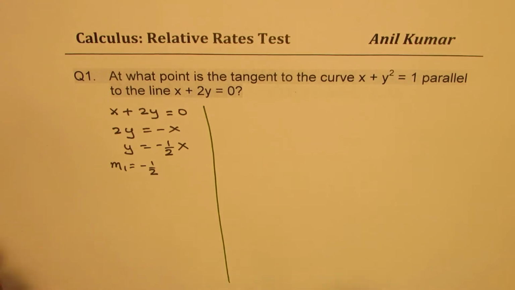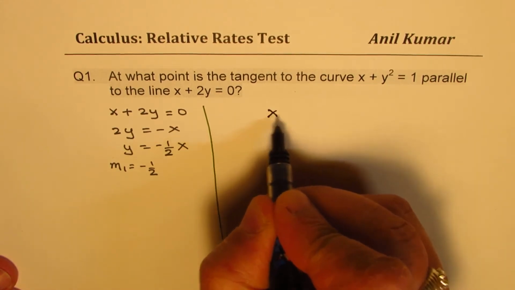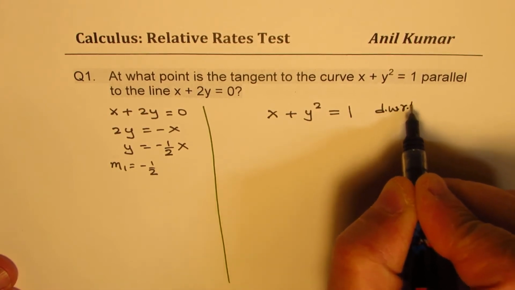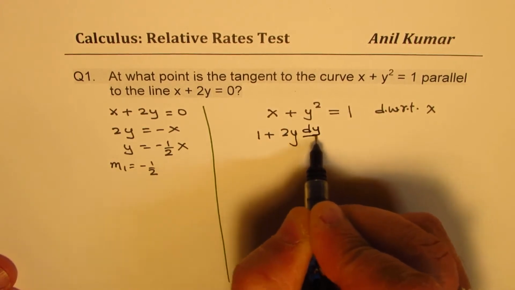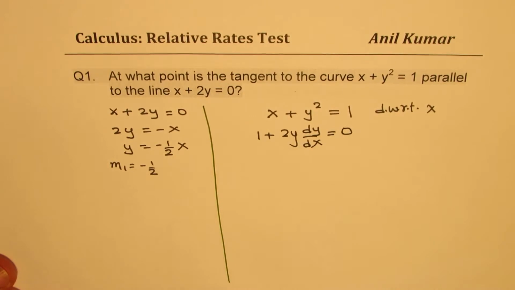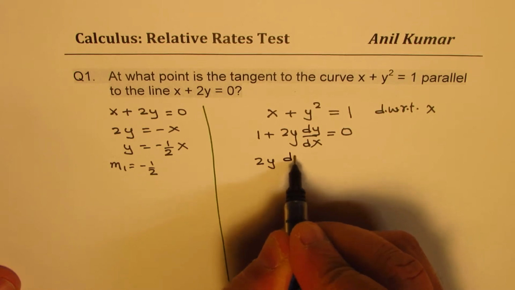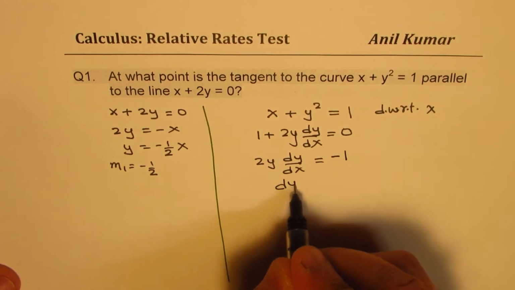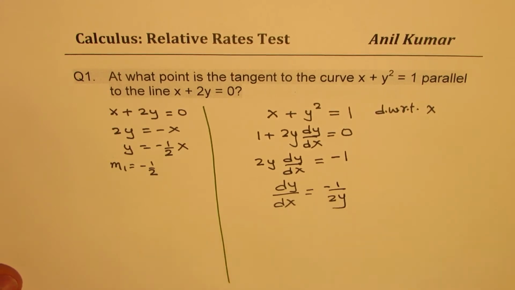So let's find the derivative. The function given to us is x plus y square equals to 1. Let's differentiate with respect to x on both the sides. So we get 1 plus 2y dy/dx, implicit differentiation, right, is equal to 0. So taking 1 on this side, we get 2y dy/dx equal to minus 1, or derivative with respect to x is minus 1 over 2y. So that becomes the derivative.